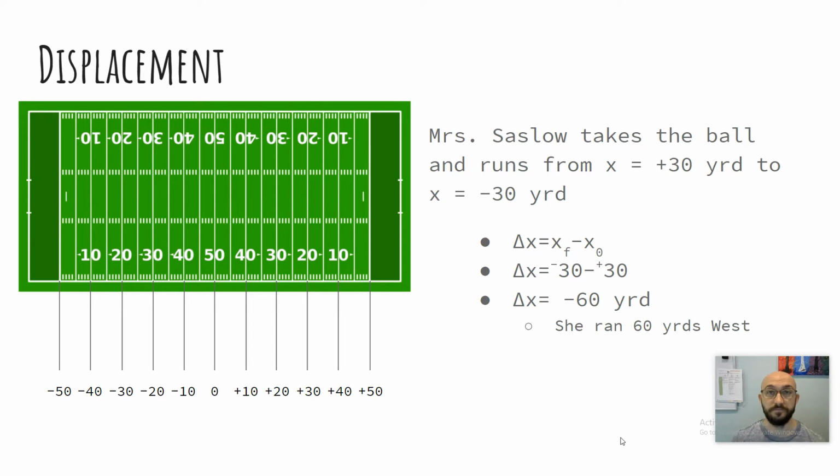Or Mrs. Saslow then tackles me, I fumble the ball, she grabs it and runs off down the other direction. She starts at the 30-yard line, ends up at the negative 30-yard line. Her displacement was 60 yards to the west, or negative.